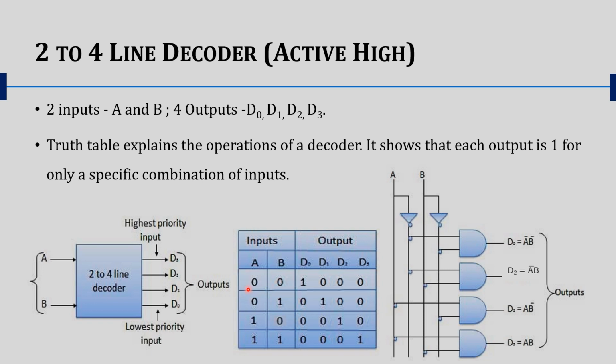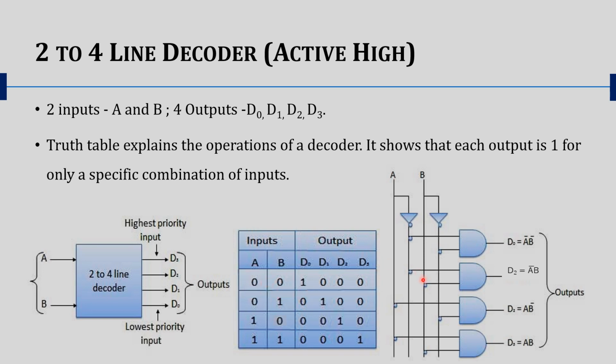For the combination 0 0, the line D0 is active high. For the combination 0 1, D1 is active high, for 1 0, D2, and for the combination 1 1, D3 is active high. So this shows that each output is 1 for only a specific combination of inputs.